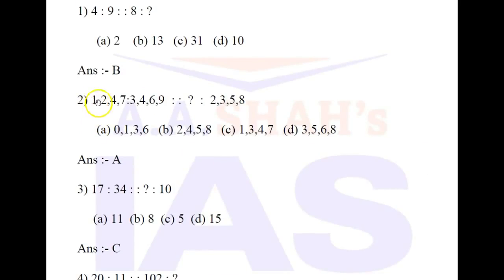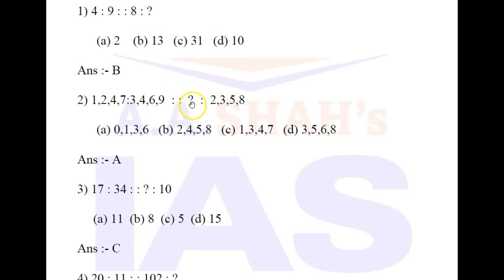Second question now. You have 1, 2, 4, 7 is to 3, 4, 6, 9. And then you have dash is to 2, 3, 5, 8. So here what you basically have to do is relate the first term with the second term. So 1 plus 2 would be 3 here. Now 2 plus 2 would be 4. Now 4 plus 2 would be 6. And 7 plus 2 would be 9. So same thing. Now what will come here? 0 plus 2 would be 2. 1 plus 2 would be 3. 3 plus 2 would be 5.